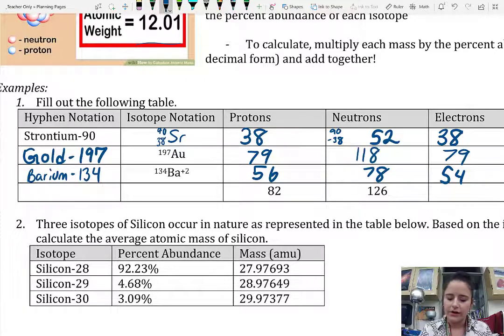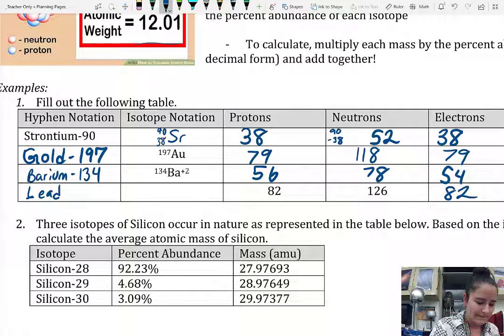Now we're looking over here: 82 protons, 82 electrons, mass of 126. Let's see, who is number 82 on the periodic table? It is lead. It wouldn't be lead 126. You have to add the protons and neutrons together. So 126 plus 82 gives you 208. So 208 is the mass number for that isotope of lead.